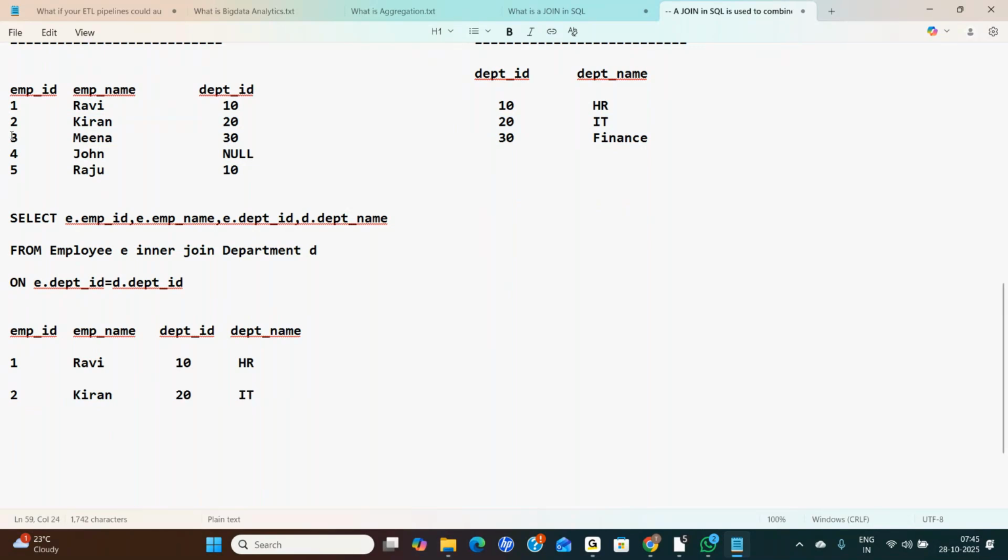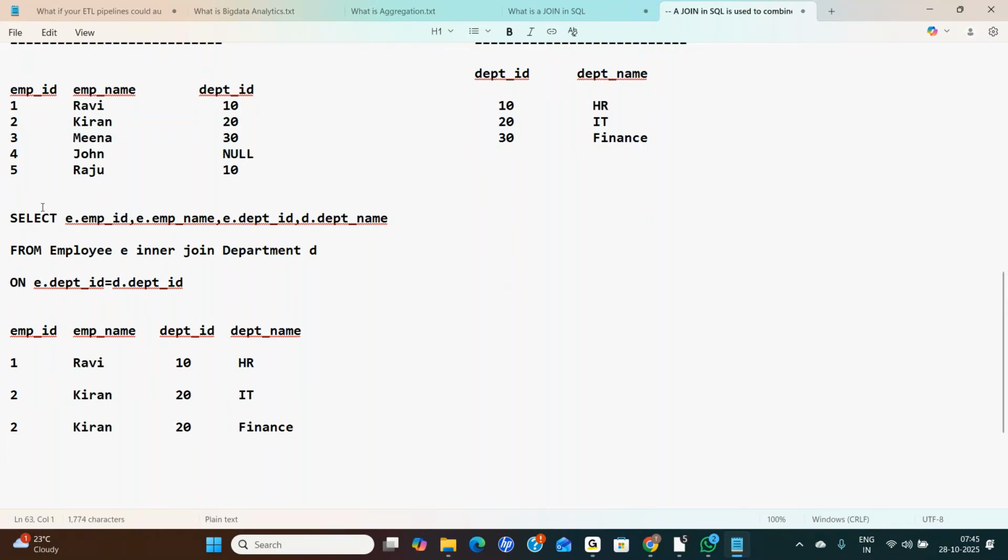Next, 30. Does 30 have any equivalent match in the right table? Right table means the department table. Yes, Finance. That is going to be a match. Finance is going to be matched.